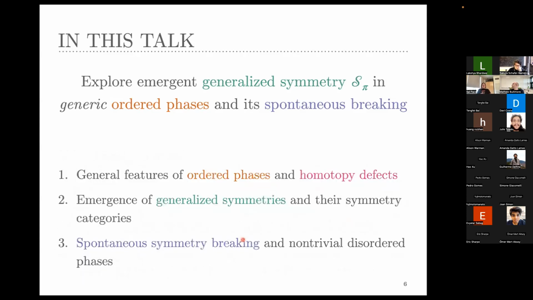So here's the plan for the talk. First, I want to review some generic features of ordered phases and talk about what I'll call homotopy defects, which are essentially generalizations of the vortices we were just talking about. And after we're done with that review, then we can get into what these generalized symmetries are and talk about the symmetry category that describes them when they're finite symmetries. And then lastly, as an application, we'll talk about what happens when we spontaneously break these symmetries. And we'll give examples throughout the entire process. But in this third section, we'll actually look at some lattice models and some field theories as well.